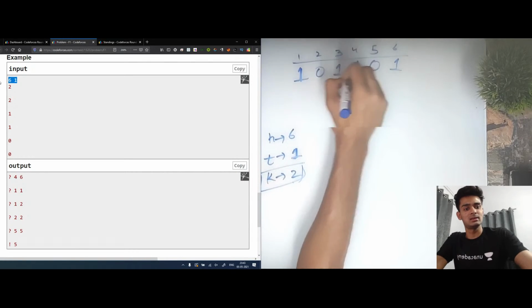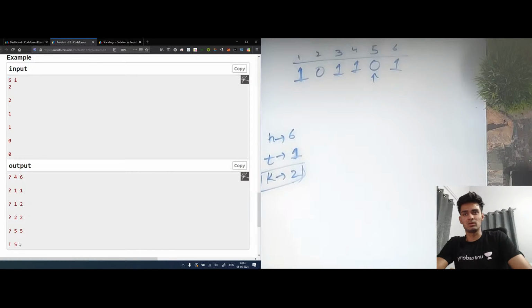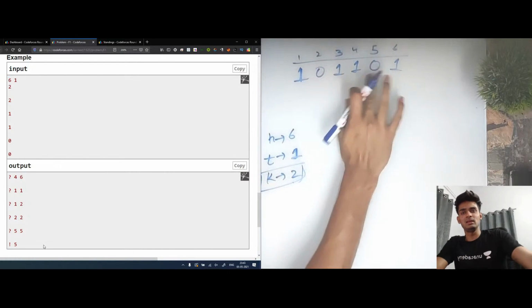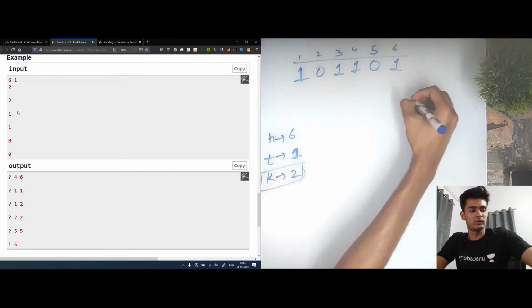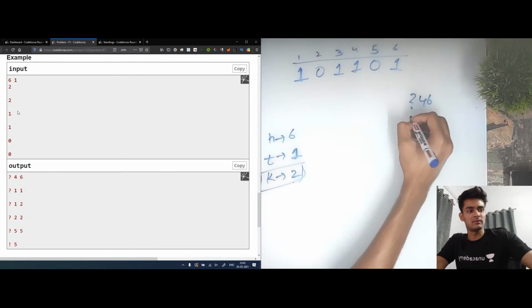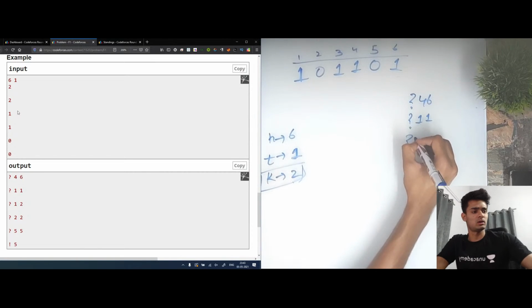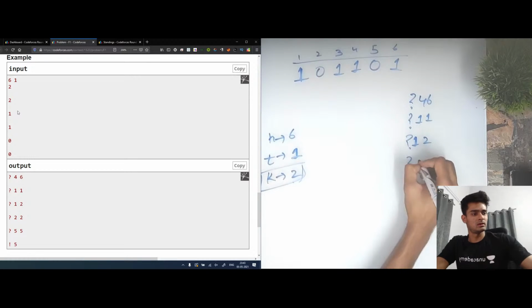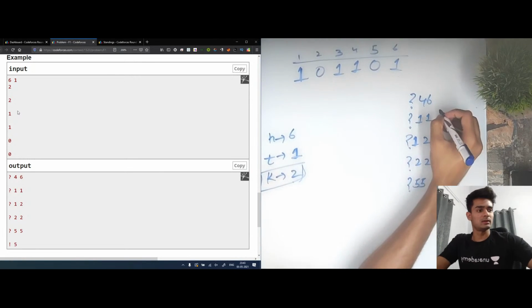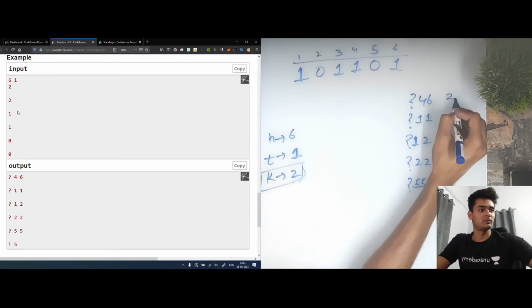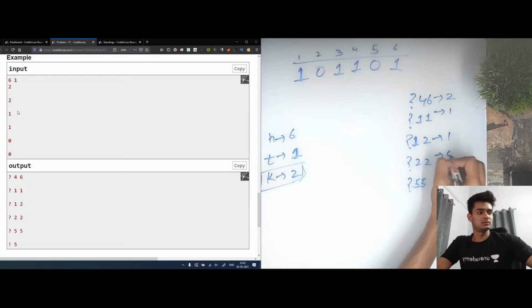So as you can see, the kth 0 is actually this 0, and as you can see, the answer is also 5. Let's see the queries that they are doing. So I'll just write all the queries. So we have query 46, query 11, query 12, query 22, and query 55. And for every query, I'll write the answers as well. So this is the answer: 2, 1, 1, 0, and 0.